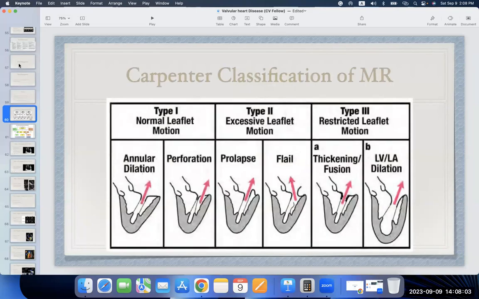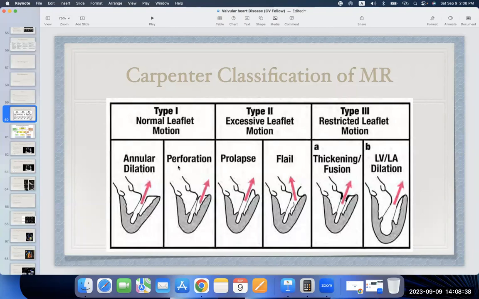We have a classification using the Carpenter classification. We have type 1, 2, and 3. Type 1 has normal leaflet motion, but the problem is in the annulus, like annular dilatation, and we see that in patients with atrial fibrillation. Those patients with idiopathic atrial fibrillation will develop enlargement of the left atrium. Their left atrium becomes large, and then it also pulls the annulus, and that will lead to mitral regurgitation.